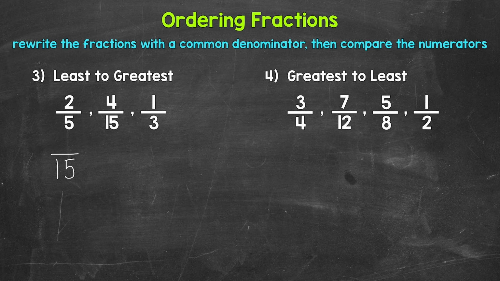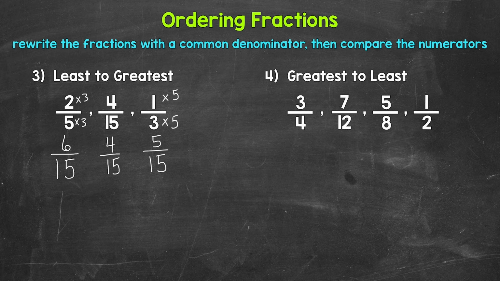And we will start with 2/5 here. 5 times 3 gives us 15, so we need to multiply the numerator by 3 as well. 2 times 3 gives us 6. 4/15 already has a denominator of 15, so we do not need to rename. And then let's rename 1/3. 3 times 5 gives us 15, so let's multiply the numerator by 5. 1 times 5 gives us 5.